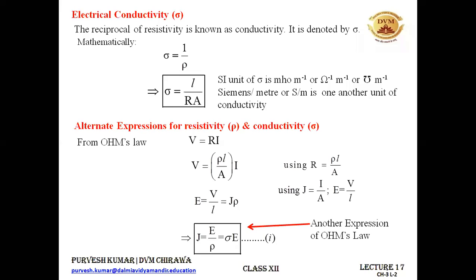And this is one another expression of Ohm's law, that J is equal to sigma E. The current density, conductivity, and electric field, they are related like this. J is equal to sigma capital E. So this is one another form of Ohm's law. The final expression is J is equal to sigma E.